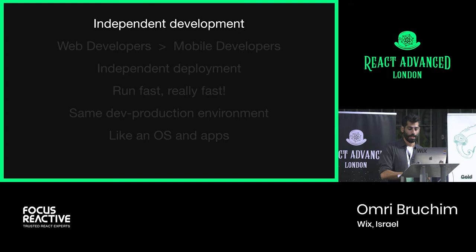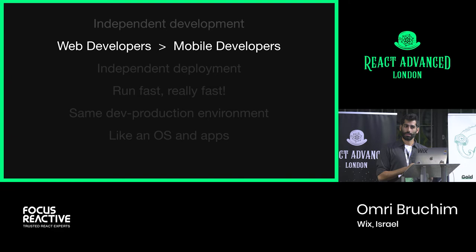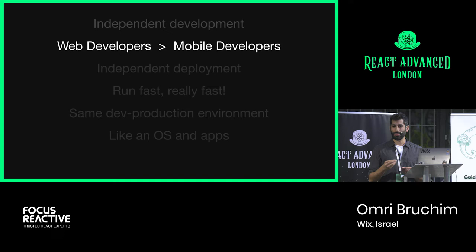Wix is a web-oriented company. Like most of the companies, we need to take it into account. I want web developers to start developing for my app without knowing native code. No need to know how to run Gradle or Maven scripts. Just go into the repo and write JavaScript.